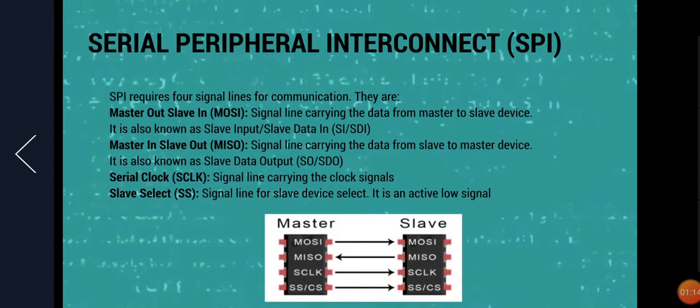SPI requires 4 signal lines for communication, and they are master out slave in, master in slave out, serial clock, and slave select. Let's discuss these one by one. Master out slave in: signal line carrying the data from master to slave device. It is also known as slave input or slave data in. Master in slave out: signal line carrying the data from slave to master device. It is also known as slave data output. Serial clock: signal line carrying the clock signal. Slave select: a signal line for slave device select. It's an active low signal.